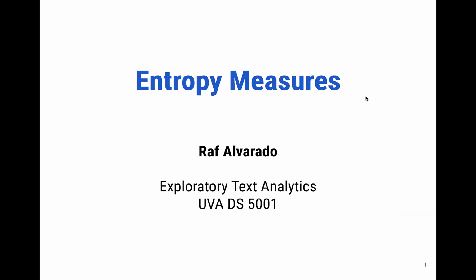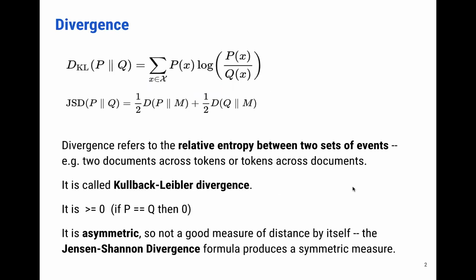Okay, so the first one we want to look at is divergence. Divergence is not technically a measure of distance because it's not symmetric, but it's used in the context of measuring distances, and we're going to look at distances more in detail when we look at vector spaces later. But there's an important measure called KL divergence that you should know about and understand its notation. You'll see that listed here.